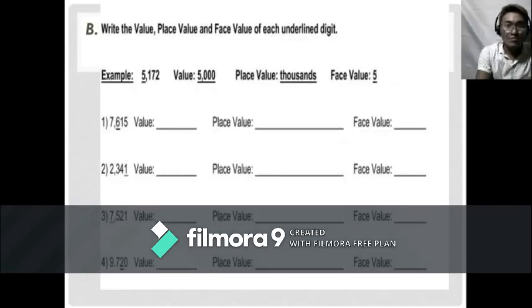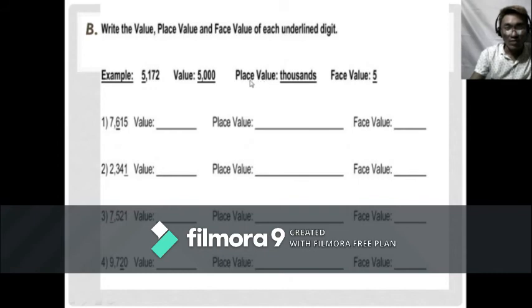Okay, let us proceed. Write the value, place value, and face value of each underlined digit. So I have here the example: 5172. The underlined digit here is 5. If you write the value, because thousands is a 4-digit number, you approximate or estimate. So for the 3 numbers that are not included, you make them 0. So it becomes 5,000, because 5 is 5,000, right?